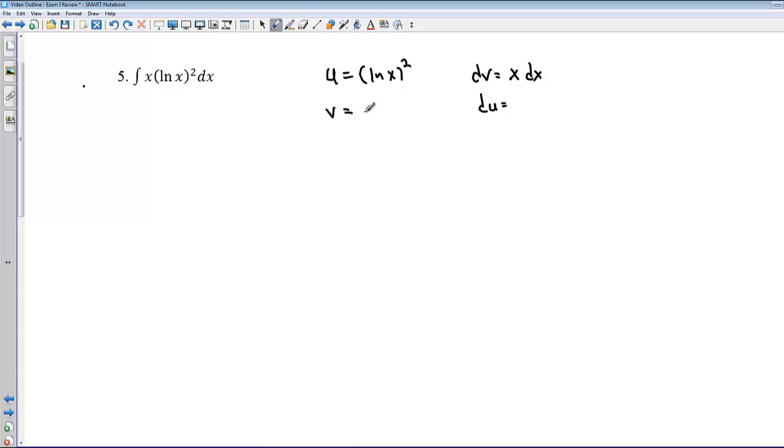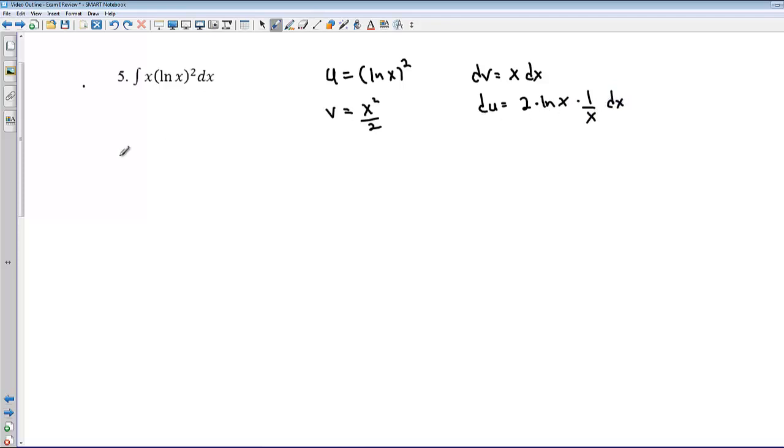And so I can integrate dv. It's pretty simple. The integral is you simply add 1 and divide by it. So x squared divided by 2. You don't have to worry about the plus c here. And then you take the derivative of u. The 2 comes down, multiplied by the ln of x, and then times the derivative of the inside, which is 1 over x. And then you have your dx.